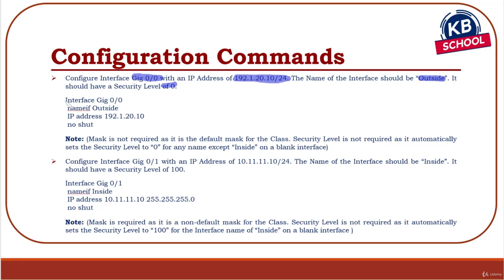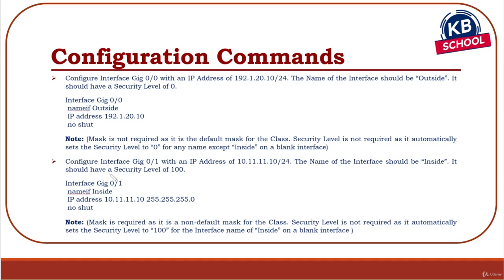Essentially, what I could have done, I could have said interface 0/0, nameif outside. As soon as I do that, it automatically sets a security level to 0. Remember what I told you, the default security level is 0. Okay? And IP address, notice I did not put the mask in. It's going to take the default mask of class C, which is /24. Don't forget the no shut. Just like a router interface, the interface on a firewall, an ASA firewall, is also shut down by default.